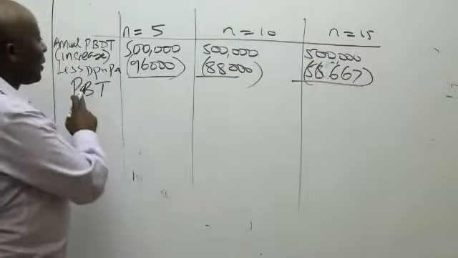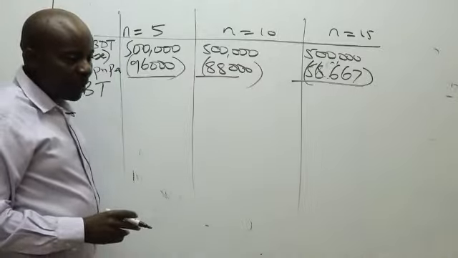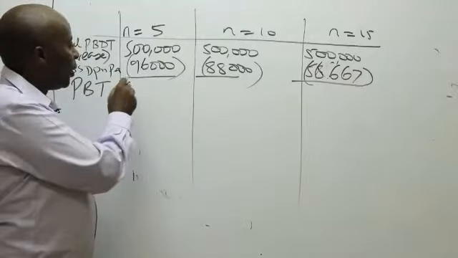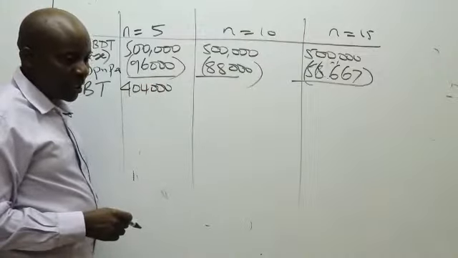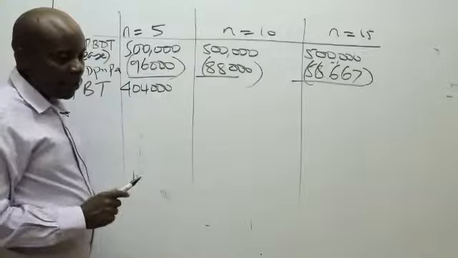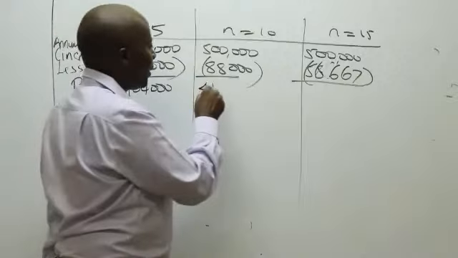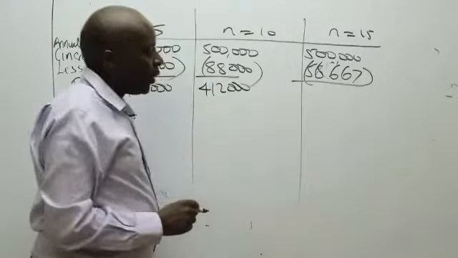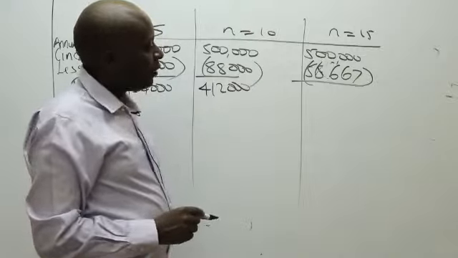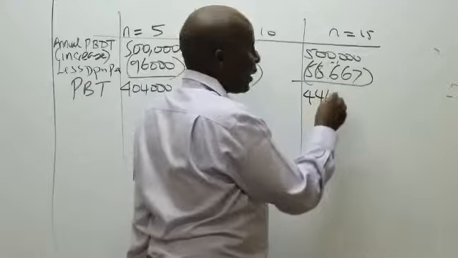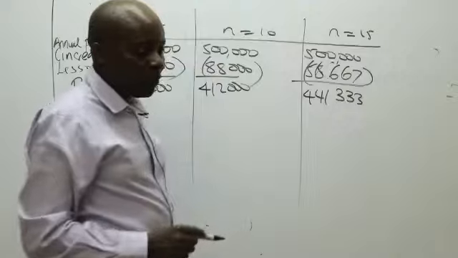So come here and give us now the profit before tax quite fast. Somebody give me the figure. 404,000. How about when n is 10? When n is 10, we have 412,000. When n is 15 years, 441,333. Thank you very much. Now I've been able to get profit before tax.